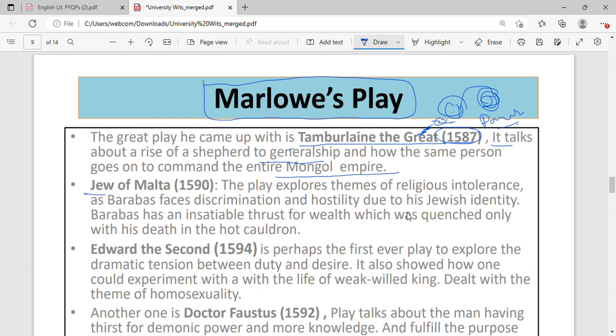Right? Then we have The Jew of Malta. He has an insatiable hunger for money, for wealth. He's greedy. And this play explores the theme of religious intolerance. Here the Jew of Malta means Jewish, right? This play was criticized for being very partial about religion, and an unnecessary amount of pain was inflicted on this Jewish character, because there is always a conflict between Christians and Jews, so this is how they showed the Jew of Malta. He was given a very bad picture. His stature was not of any good kind, not of any standard. They have shown him as a greedy merchant whose thirst for wealth was quenched only with his death in the hot cauldron.